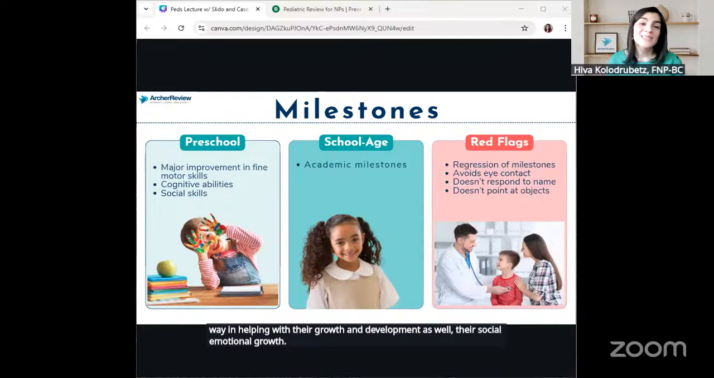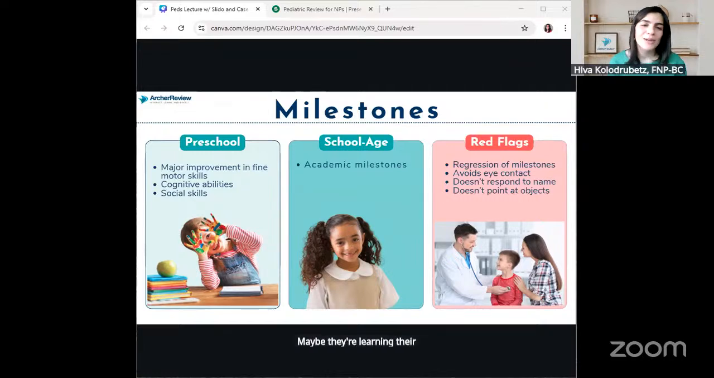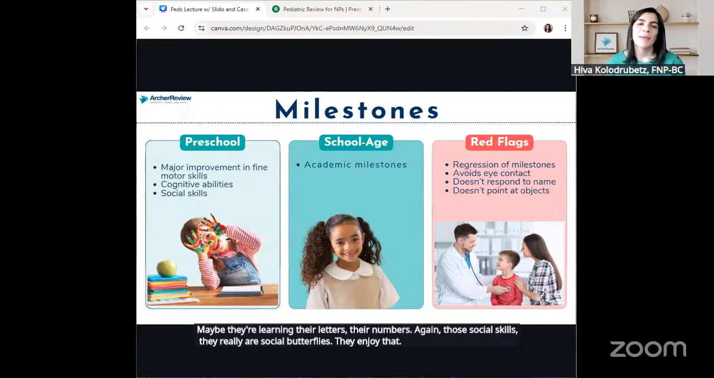As we go into those preschool years, we see a lot of improvement in those fine motor skills. We see a lot of improvement in those cognitive abilities. Maybe they're learning their letters, their numbers. Again, those social skills, they really are social butterflies. They enjoy that. And then by school age, our milestones become more academic.